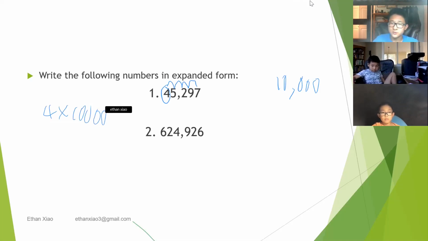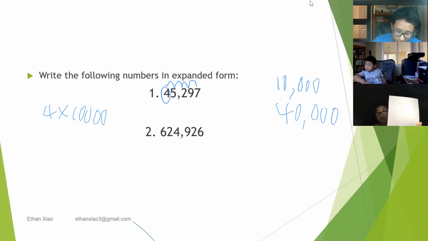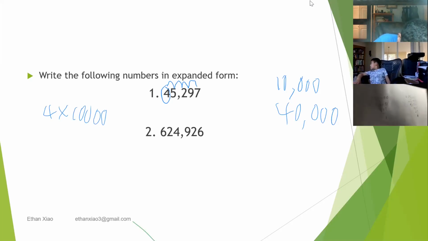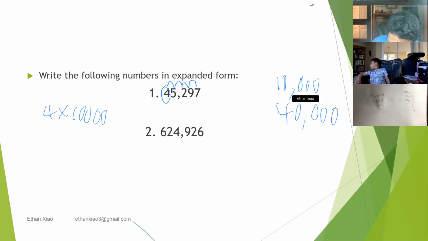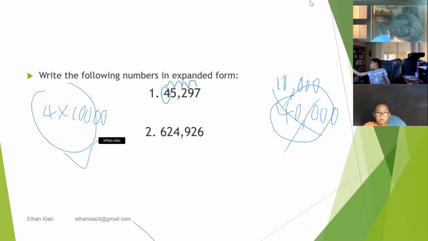And I noticed a lot of you guys wrote it as 40,000. Well, that is correct, but it's not how you write expanded form. In expanded form, you write the digit times the place value. You don't write the number. So you're supposed to write it like this.